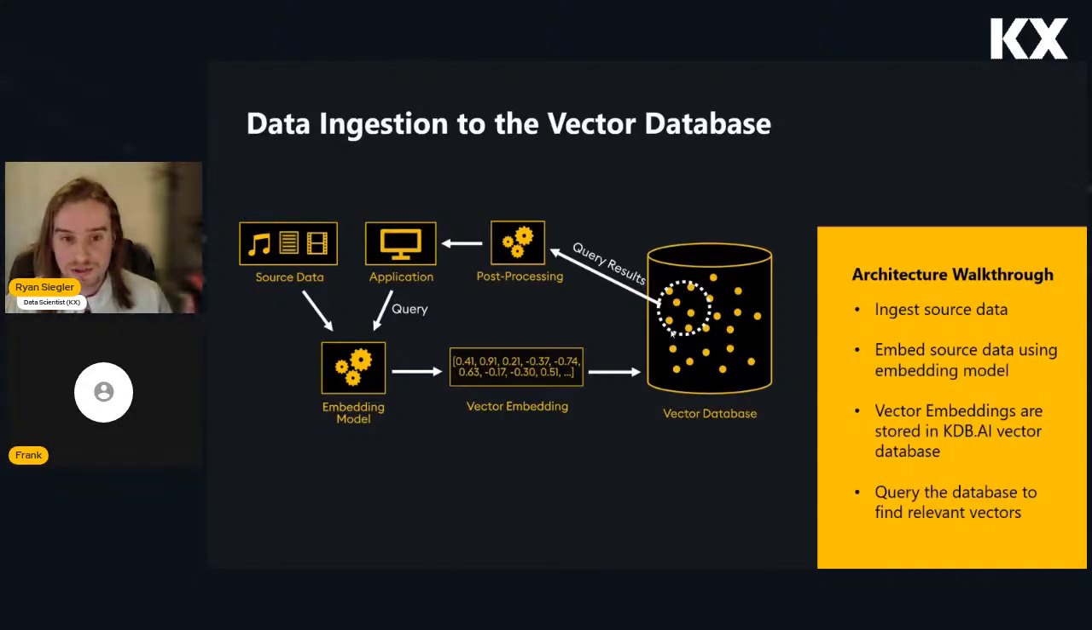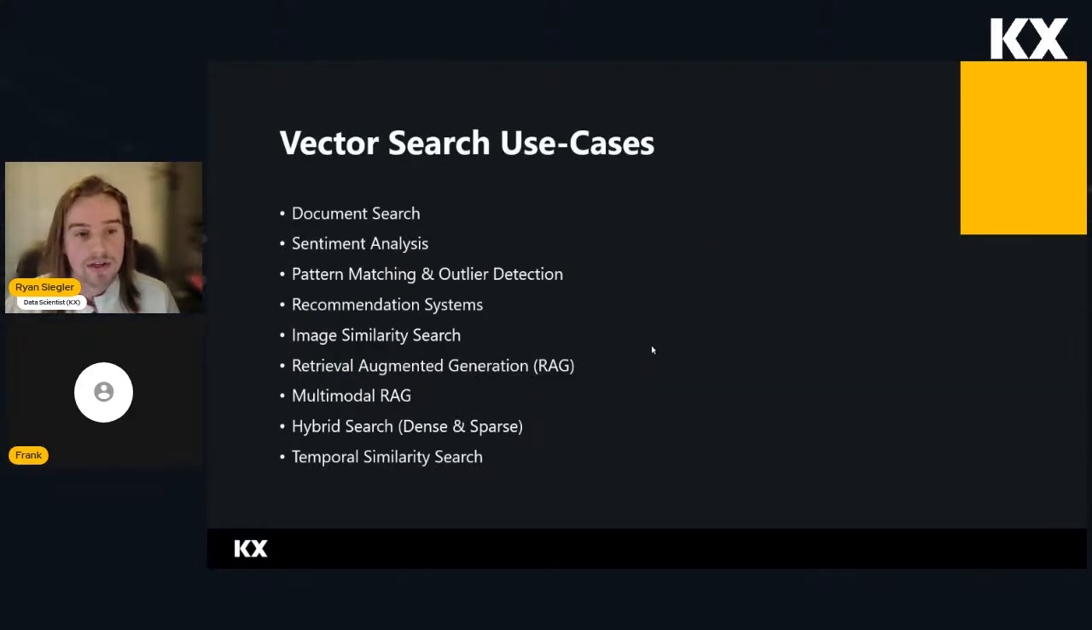So, of course, the big one is RAG, but there's a variety of other use cases available for vector databases as well, like document search, sentiment analysis, pattern matching, and outlier detection. We have a really interesting notebook on our GitHub about image similarity search, so that's a fun one to look into. Of course, retrieval augmented generation, hybrid search, where you're combining your keyword search and BM25 searches with your dense vector search. And then we also have something called temporal similarity search, which works with time series data.